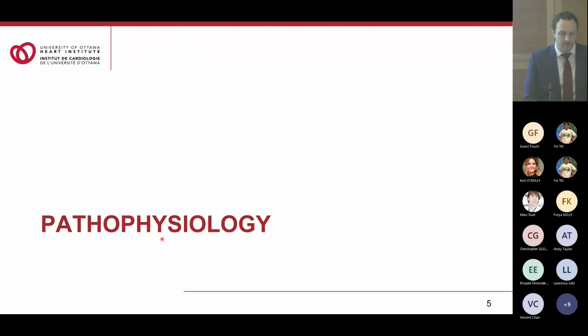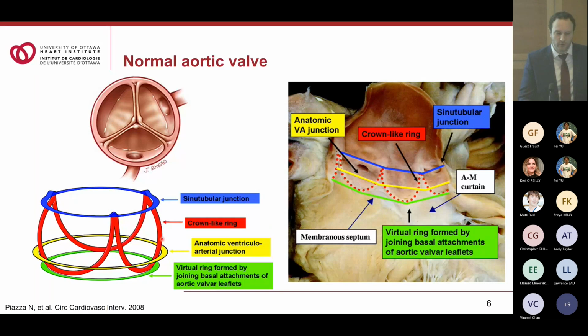So let's start with that pathophysiology. The normal aortic valve is composed of three leaflets, as we know, and these are normally thin and pliable, and they're attached along a crown-like line at the level of the aortic root. At the base of those three attachment lines lies the aortic valve annulus, or the virtual ring, and the root in the aortic aspect is bounded by the sinotubular junction. So we're quite familiar with that structure, of course.